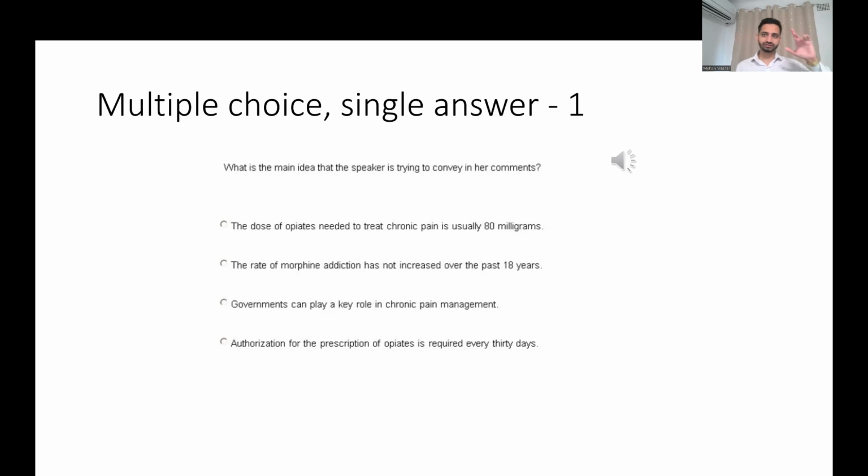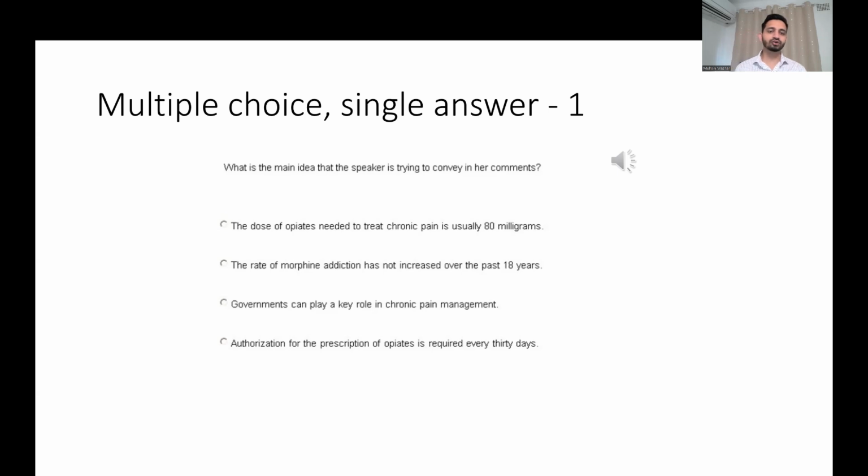All right, I hope you had a chance to listen to the recording. Now we're going to read the options one by one. You may have noted down the information, and we are going to look at the main idea the speaker is trying to convey in her comments. So the first one is the dose of opiates, and she says that she takes opiates for her chronic pain. The dose of opiates needed to treat chronic pain is usually 80 milligrams. Now that applies to her in her case, but it cannot apply to everyone. So that cannot be the correct answer, right?